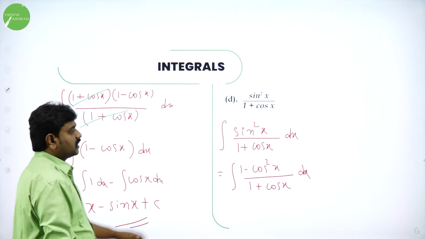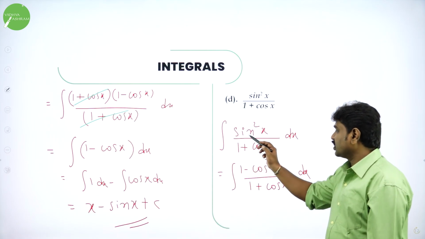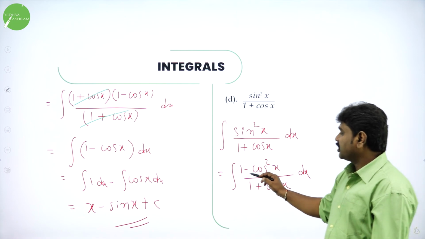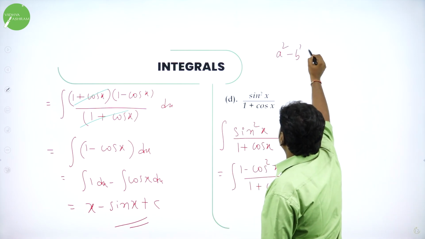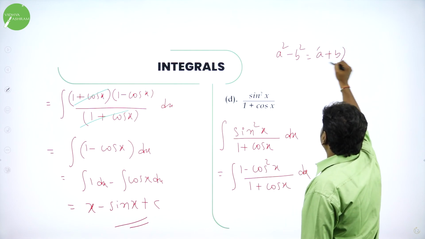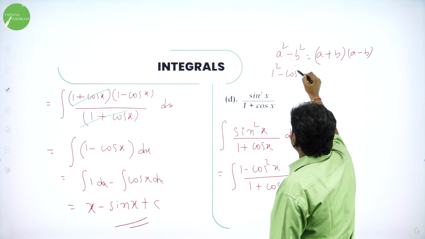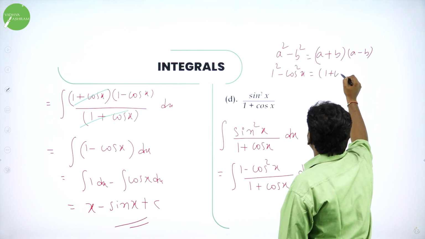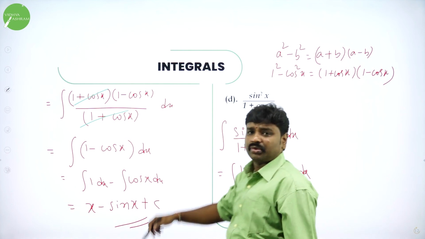That's it. Here we are using the reverse method. Sin square theta can be written as 1 minus cos square theta, so sin square x can be written as 1 minus cos square x. 1 minus cos square x is in the form a square minus b square. You know a square minus b square can be written as a plus b into a minus b. That's what we have done here. 1 minus cos square x can be written as 1 square minus cos square x, so I wrote it as 1 plus cos x into 1 minus cos x. That helped you to simplify the problem.